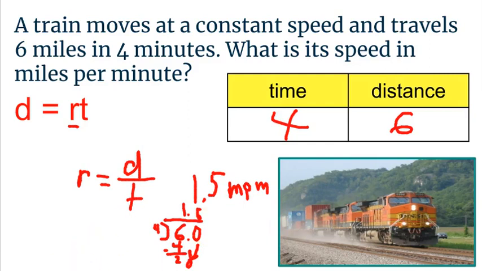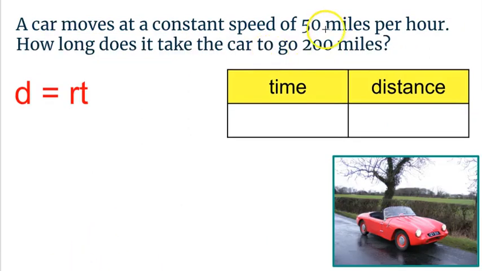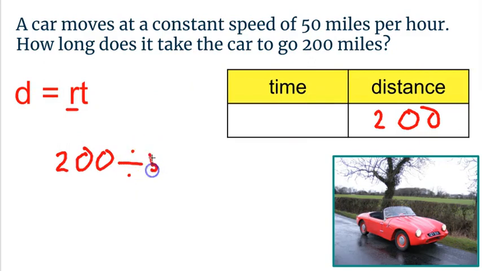Okay, go to the last one here. So a car goes 50 miles per hour. How long does it take for the car to go 200 miles? So we know the distance is 200 miles. How do we find the time? Well, we're going to have to take that distance and divide it by the rate. So if we take 200 and we divide it by 50, we get 4 hours.